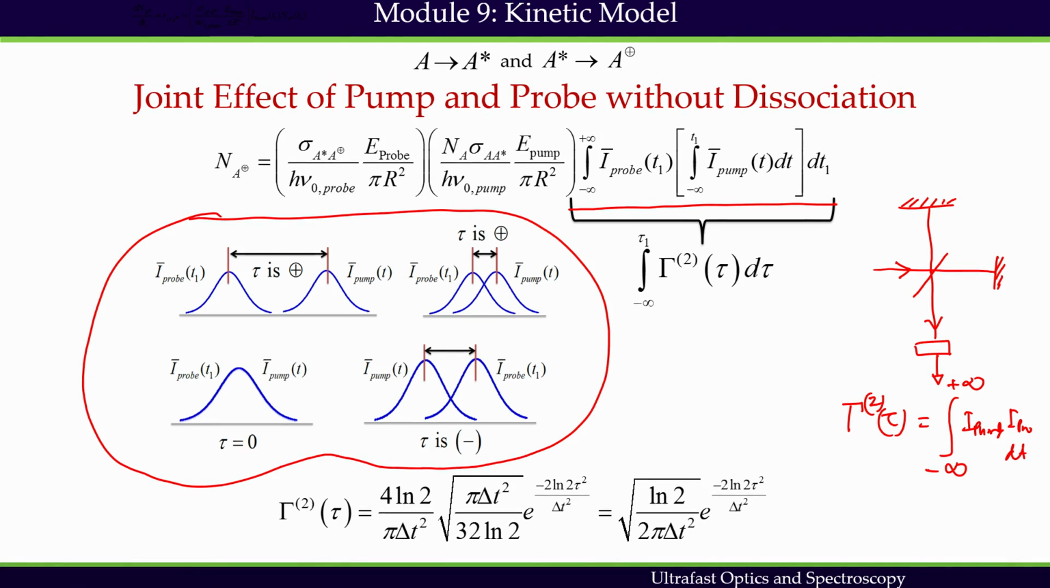If we look at these different figures given here, we are seeing that we are changing tau, which means when they are completely overlapped, tau equals 0, they are fully overlapped. On the other hand, tau can be negative, tau can be positive depending on when the pump and probe pulses are coming in time, and from the discussion of pulse measurement, we have also seen that the expression of the second order autocorrelation term is nothing but this.